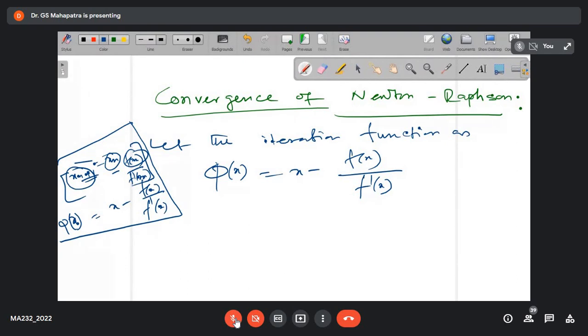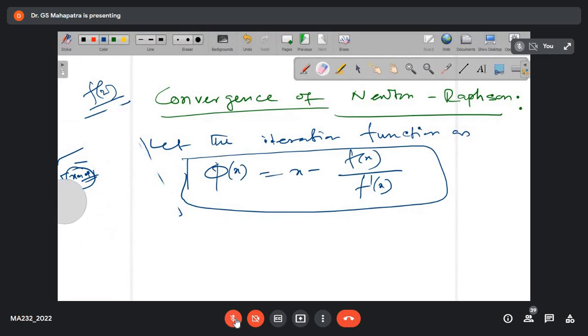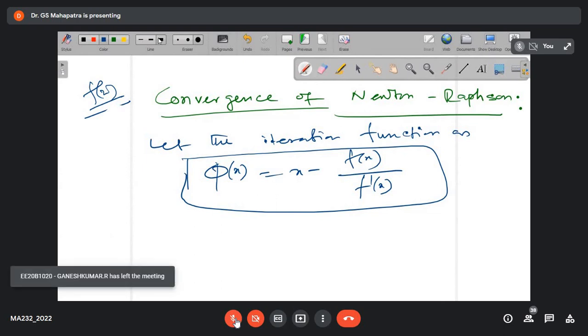So now you know that you have to find a root of the function f of x using the Newton Raphson method. That is the method, that is the function. When will this function phi of x converge? Can you tell something regarding how to check the convergence? Now instead of an equation, you have the function. So what is the convergence of this function? Now this one will converge, correct?